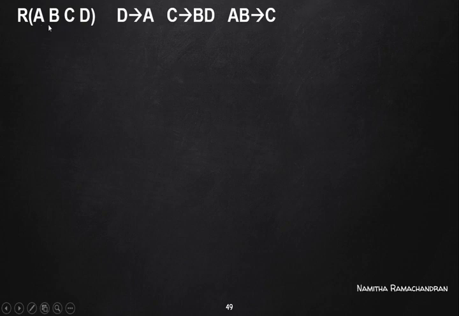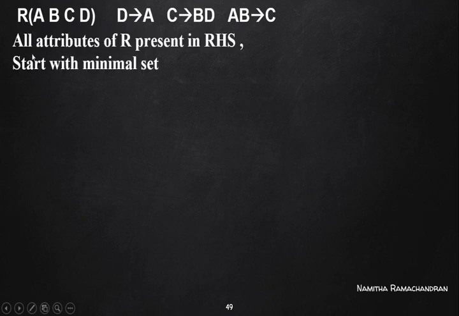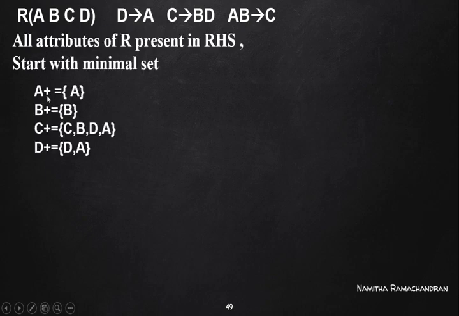Here, same relation. The RHS part contains A, B, C and D. That means all the attributes are present in the RHS part. So, we need to consider all the possibilities. So, start from the minimal set, that is A closure, B closure, C closure, D closure.